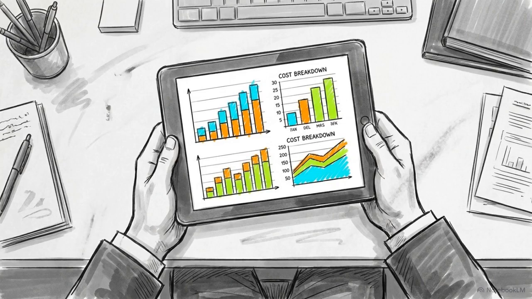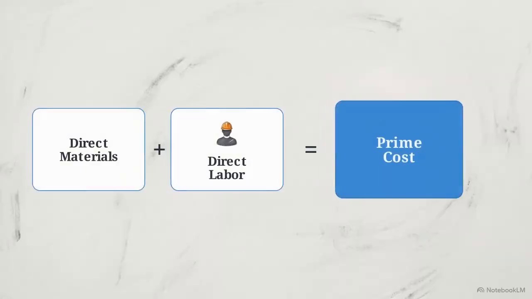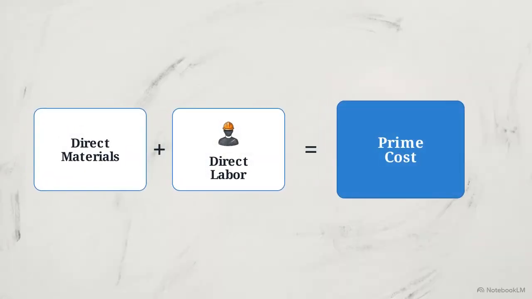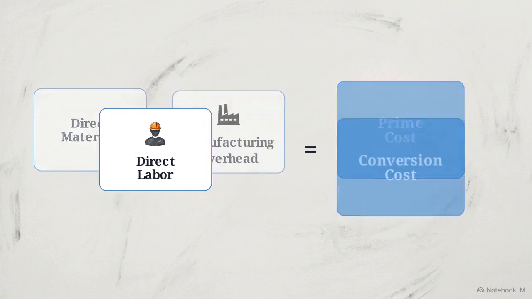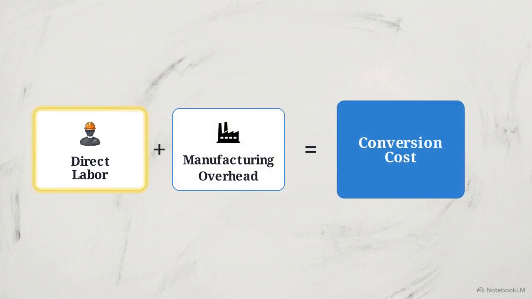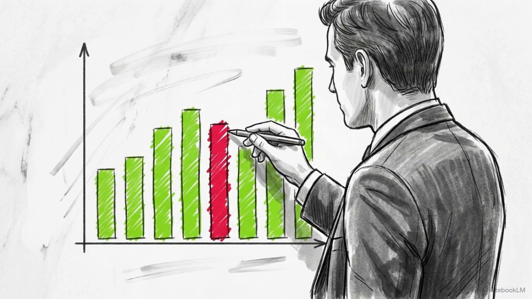Management often groups these manufacturing costs into specific formulas to analyze efficiency. The first grouping is the prime cost, the primary expenditures directly attributable to creating a product. The second grouping is the conversion cost. This represents the resources required to convert raw materials into a finished state. By separating these costs, executives can isolate material waste from labor and overhead inefficiencies.